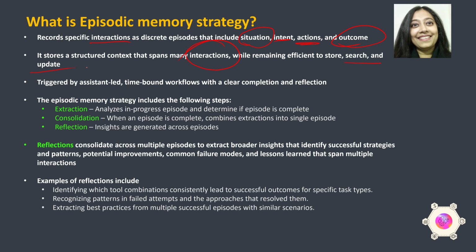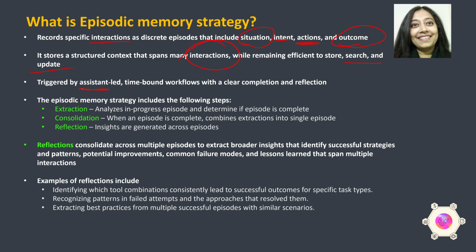One key difference between the episodic memory strategy and the other memory strategies is that episodic memory is triggered by the assistant. Remember that user preference, semantic, or summary strategies are user triggered. That essentially means that a user sends a prompt and that triggers those memory strategies. As a user, you cannot trigger episodic memory. It is triggered by the assistant, as in your chat assistant or your LLM, your AI assistant, in very simple words.